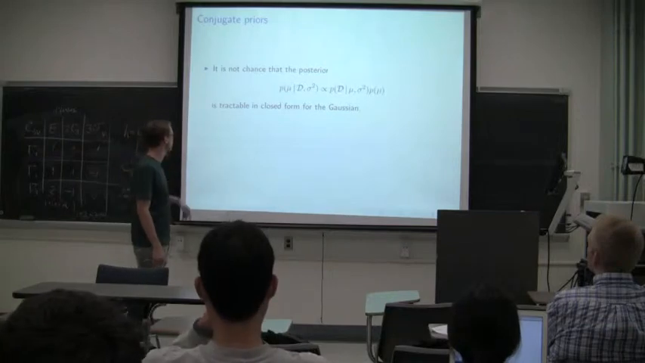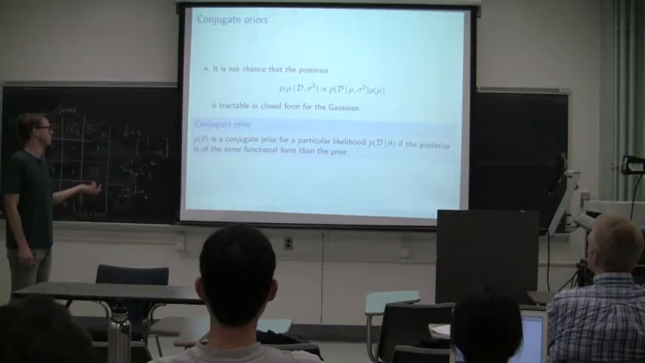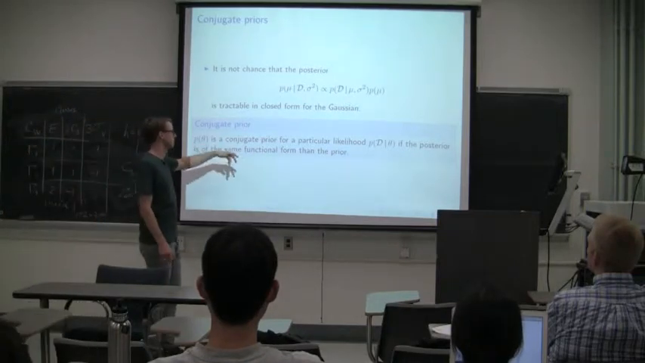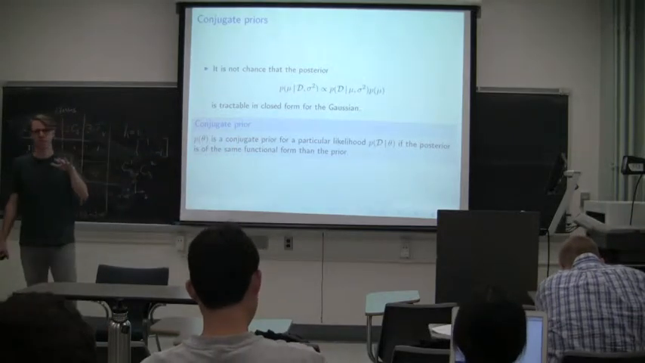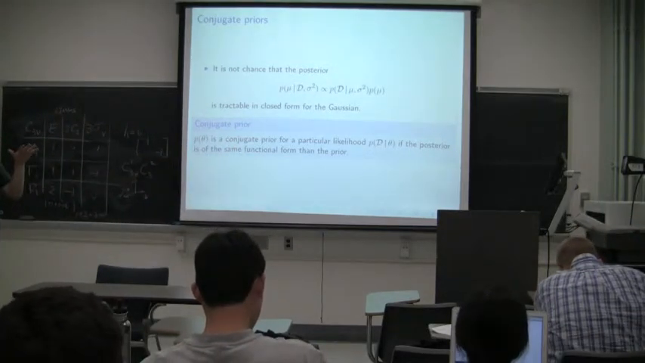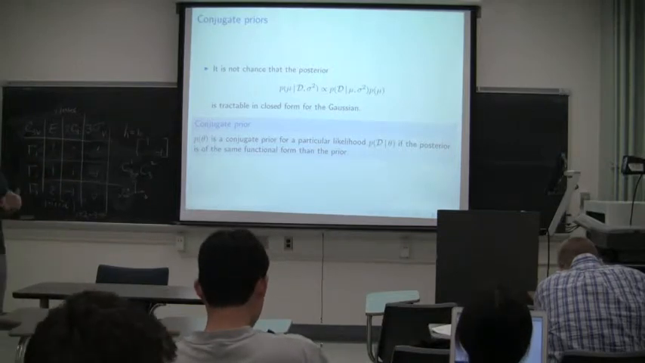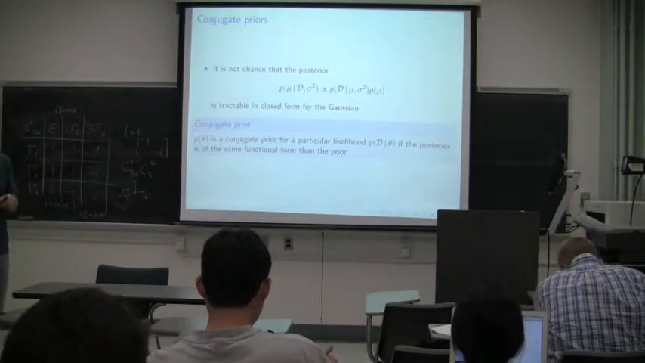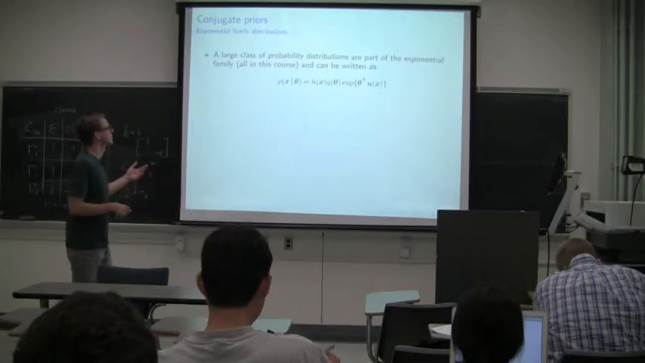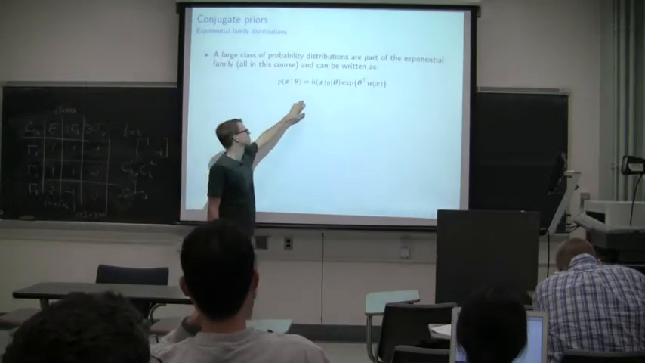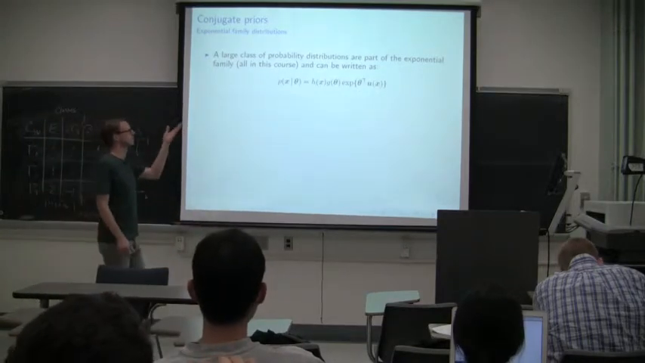We talked about conjugate priors. A prior is conjugate for a particular likelihood if the prior has the same functional form as the posterior. So if we know the prior, we can write down the prior, and we can write down the posterior. The only thing that's different is the parameters. These conjugate priors exist for a group of distributions, the exponential family, which can always be written down in this form.